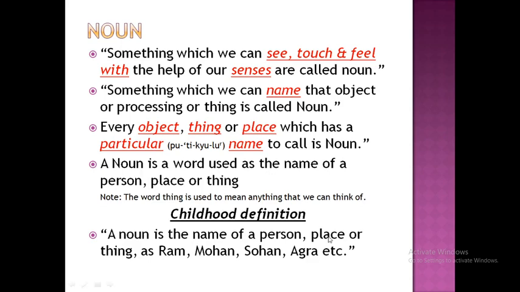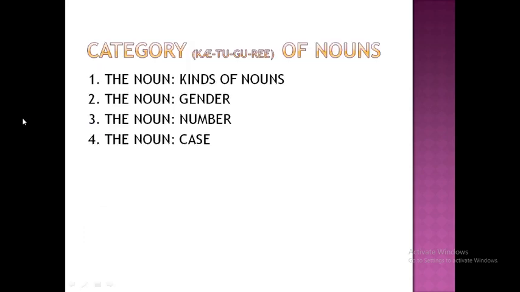Starting from today, if someone is asking or if you are giving examples of a noun to your youngers, please refer to those things which are lying nearby you or which are placed nearby you. Is it clear? Okay, we are moving ahead. So what are the things which we will discuss here in the noun category? All these categories: the noun with its different kinds, the noun with its different genders, the noun with its different numbers, and the noun with its different cases.